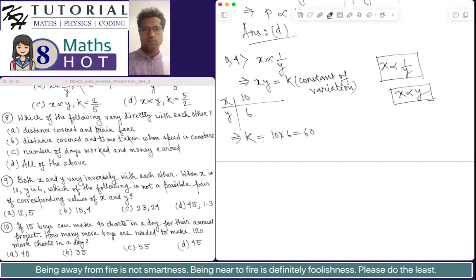K must be 60. Now we need to select the choice for which the product of the corresponding values is not equal to 60. So A, 12 into 5 is 60. B, 15 into 4 is 60. C, 23 into 24 is certainly not equal to 60. And definitely D, 45 multiplied by 1.3, I guess this is also not.